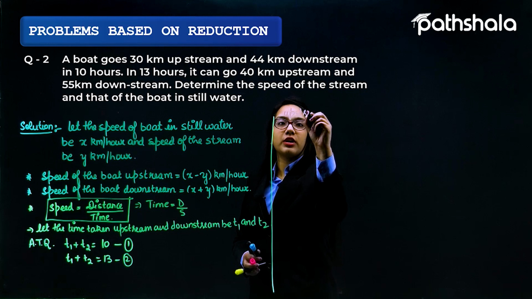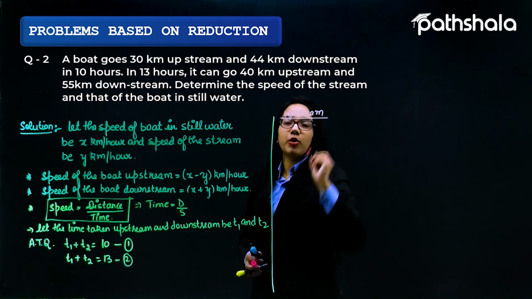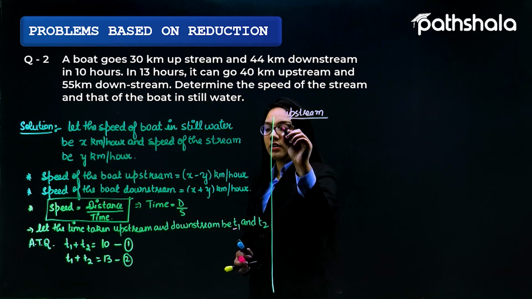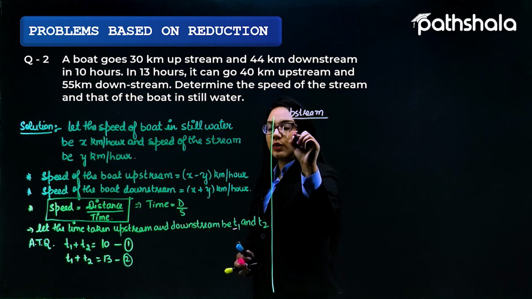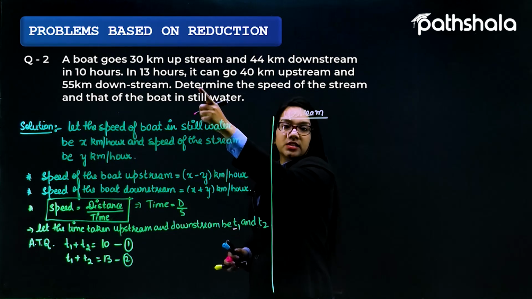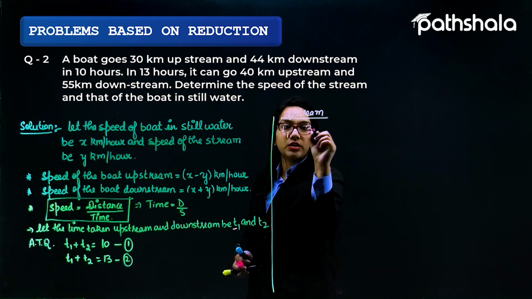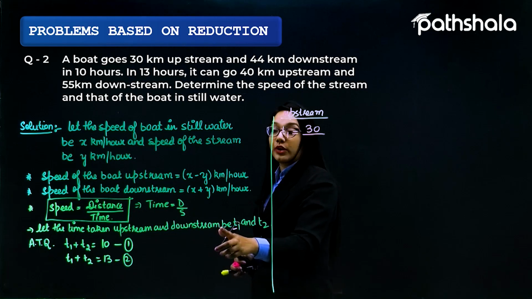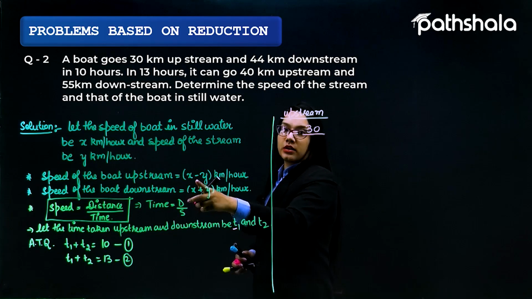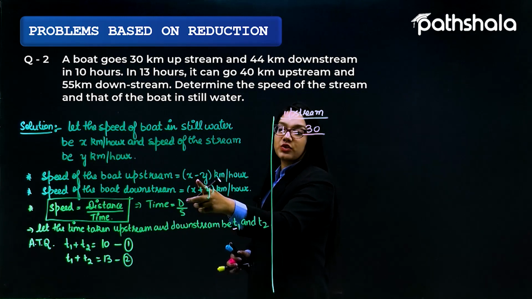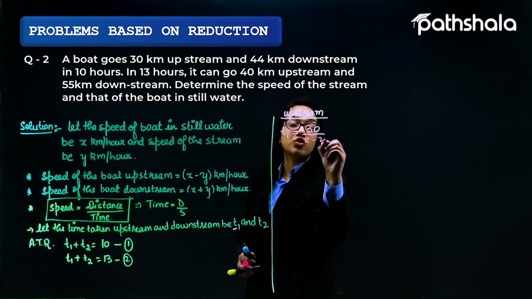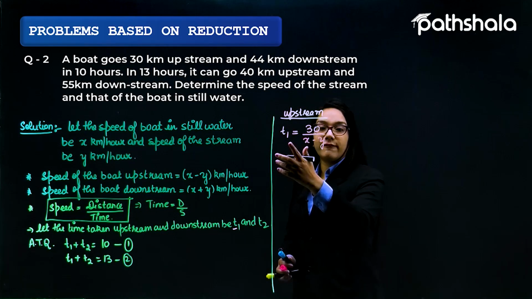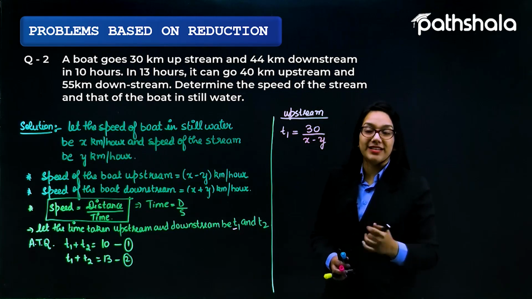For the upstream we have taken the time as t1. So t1 is equal to distance divided by speed. The distance covered while going upstream is 30 km, and the upstream speed is x minus y km/h. So for the very first line, t1 is 30 by x minus y.